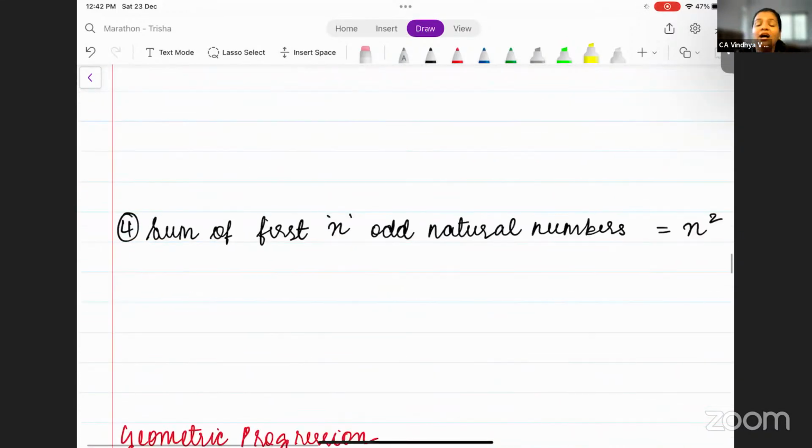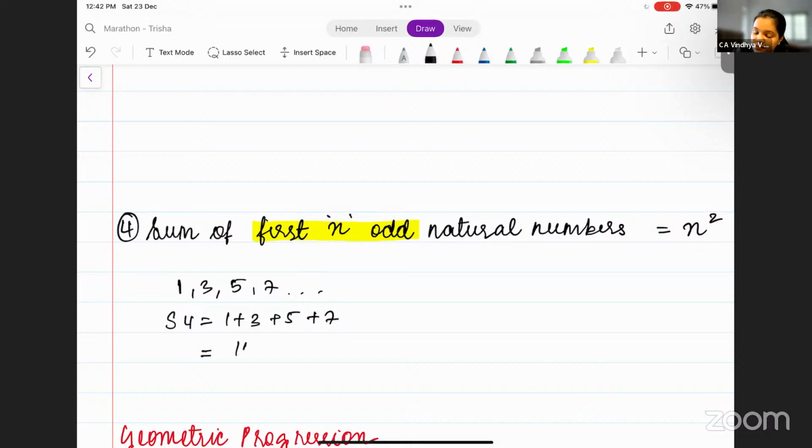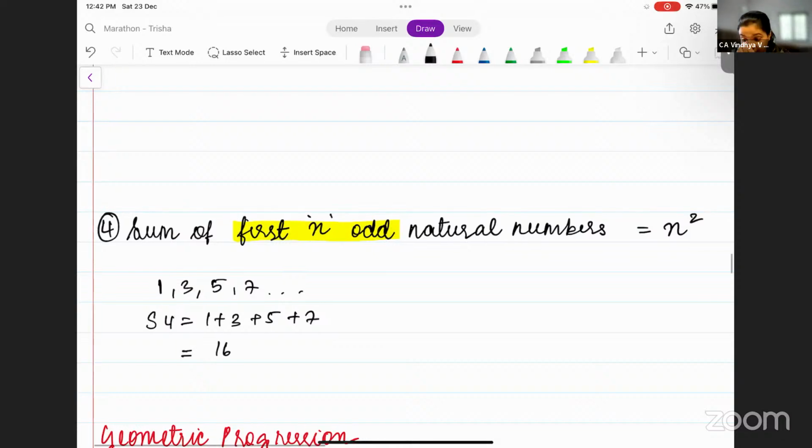And the last formula is the sum of the first n odd natural numbers. What is this? It is 1, then 3, then 5, then 7 and so on. So if you find S4 here, you will get 1 plus 3 plus 5 plus 7. How much is that? 1 plus 3 is 4, 4 plus 5 is 9, 9 plus 7 is 16. And the formula here is given as n squared.